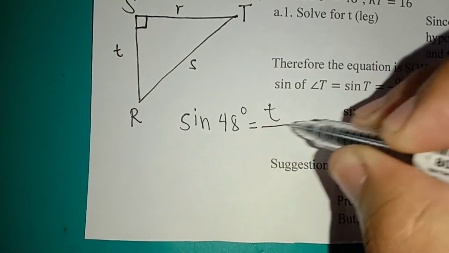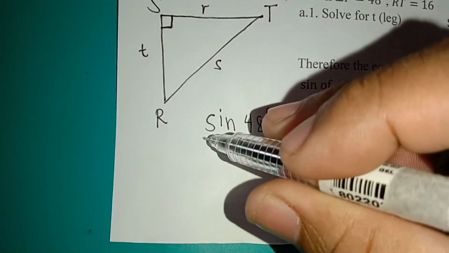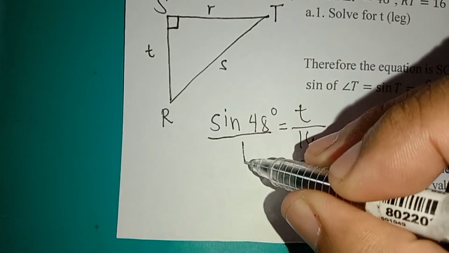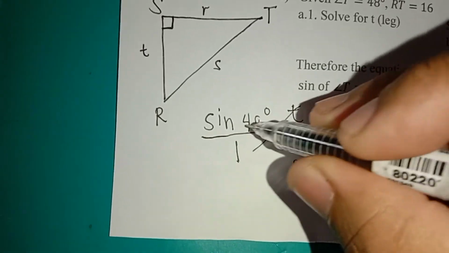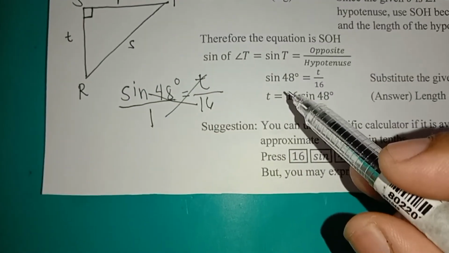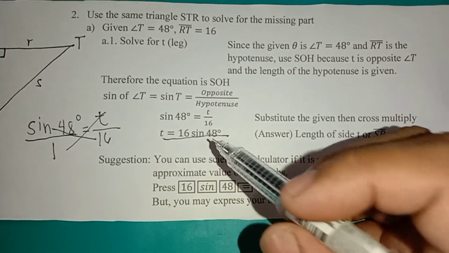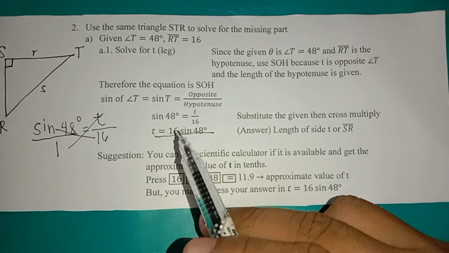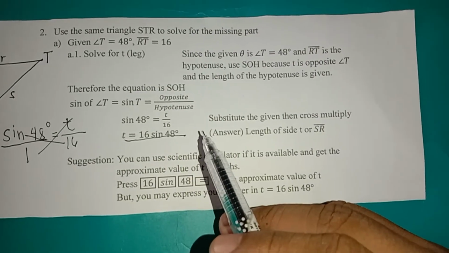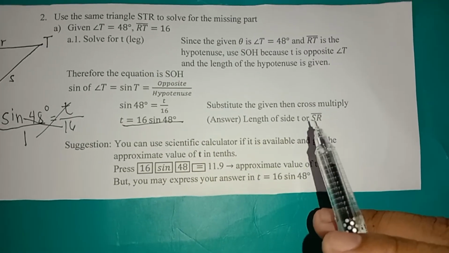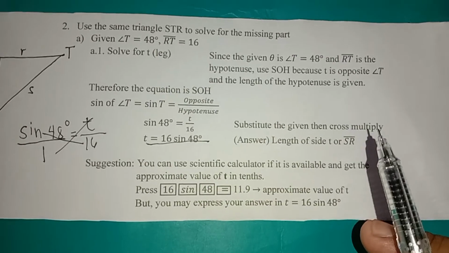Actually, sine of 48 degrees has a denominator of 1. Then cross multiply. So T equals 16 sine 48 degrees. That is the answer, 16 sine 48 degrees. So that is the length of side T or SR.